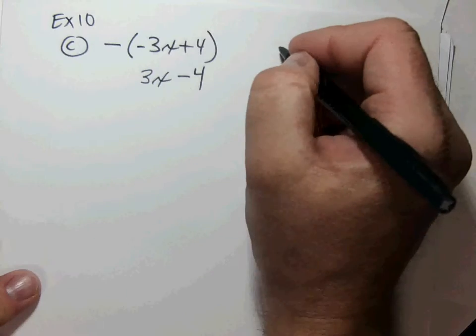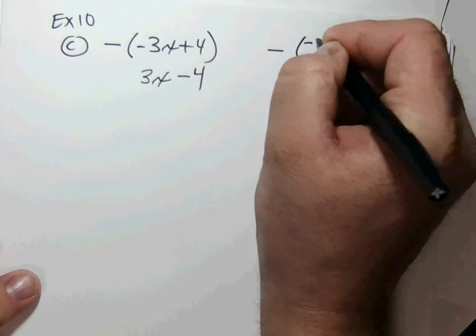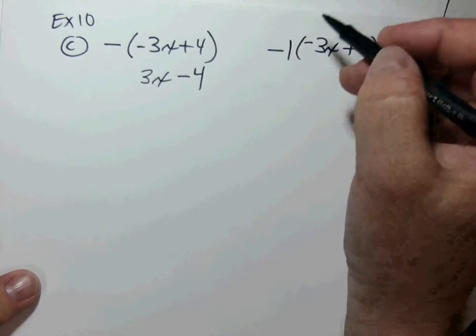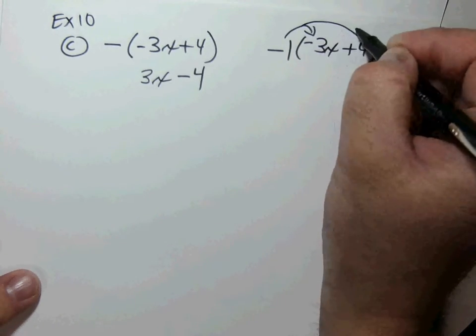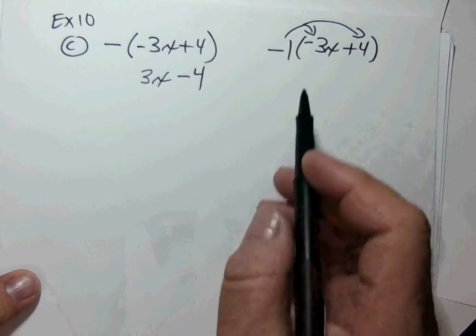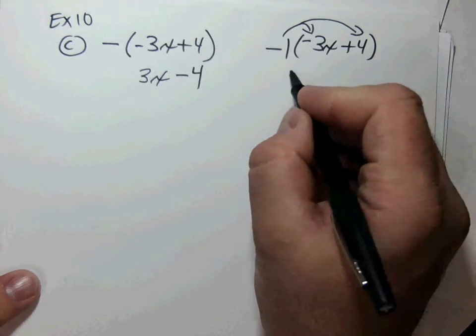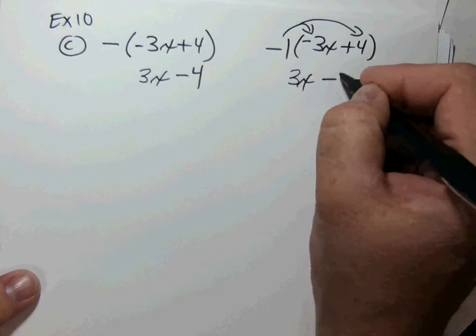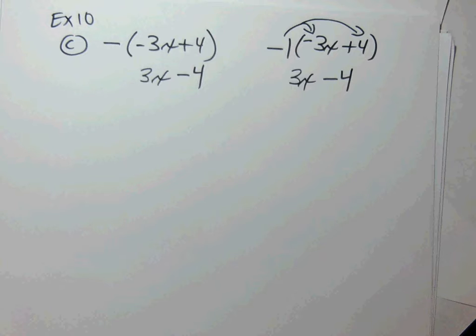Another way to think about it: think of it as a negative 1 out there. And now you have to do a distributive process and distribute that negative 1 across. So it's negative 1 times negative 3x gives me a positive 3x, and negative 1 times positive 4 gives me negative 4. Two ways to think about it, ultimately the same result. Everything inside that parentheses got a change in sign.